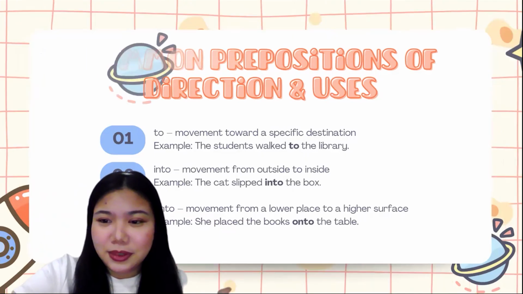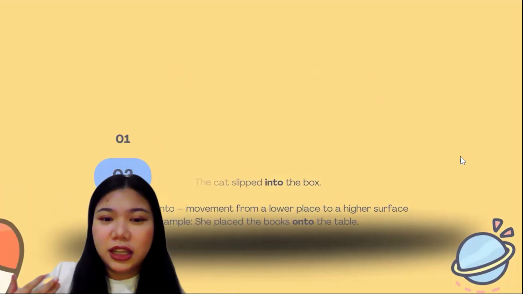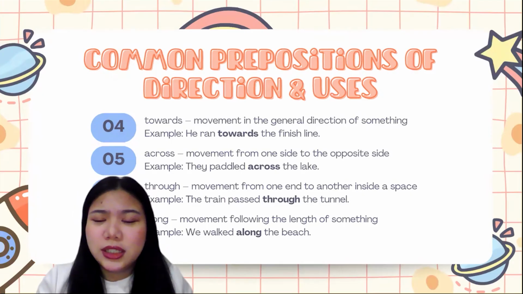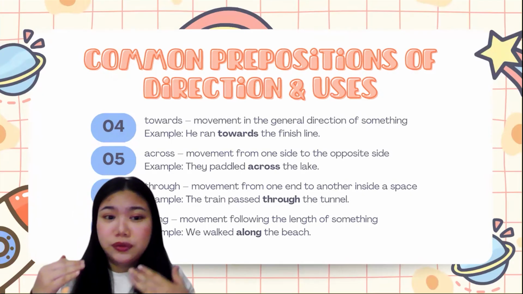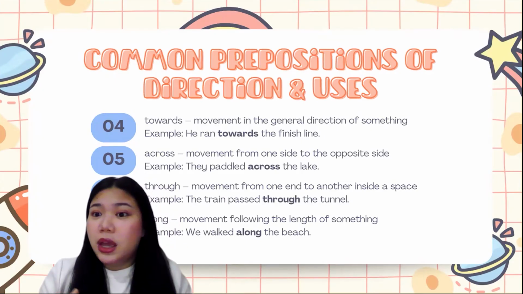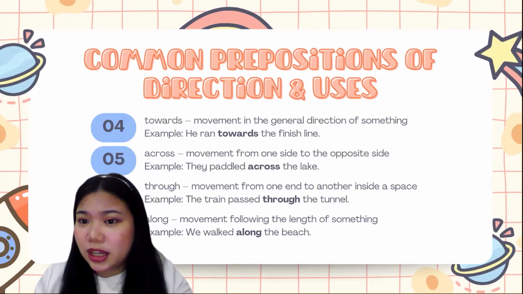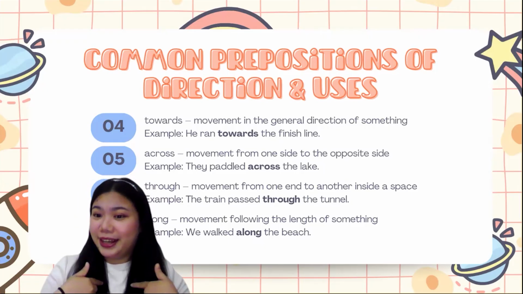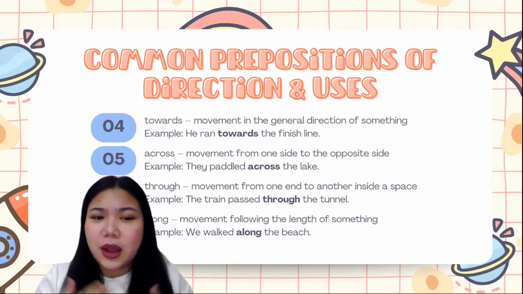See? Right, next. The fourth one, towards. Towards is a movement in the general direction of something. So, basically saying something like, he ran towards the finishing line, or he ran towards me. Now, across.